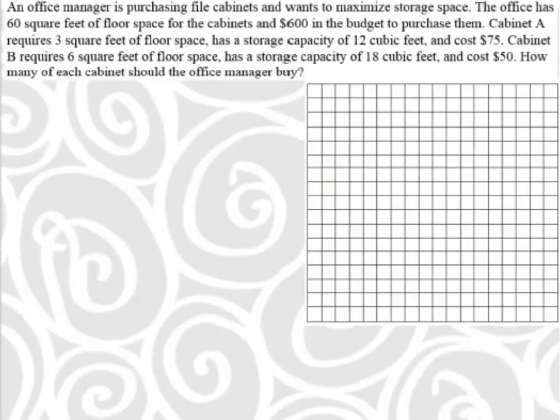Okay, so here this one is about filing cabinets, and we've got floor space that we're limited by. We've got some storage capacity they're talking about. There is a little bit of money there. That's going to be our objective function. Again, this is one of those ones that probably has a lot going on. Let's set up a chart.